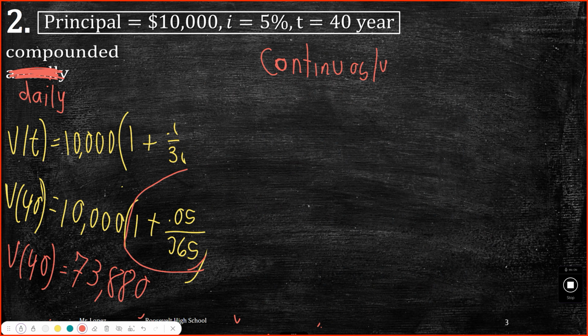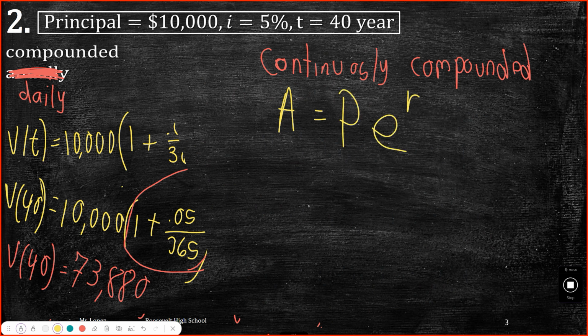Continuously. That's the limit. That's like the most greedy person ever. He's like, hey, I want to make money continuously on my interest. Well, this one has a special formula. It is not this one, it is this. It is A, the amount of money you're going to get will equal to PERT. It has its own formula.